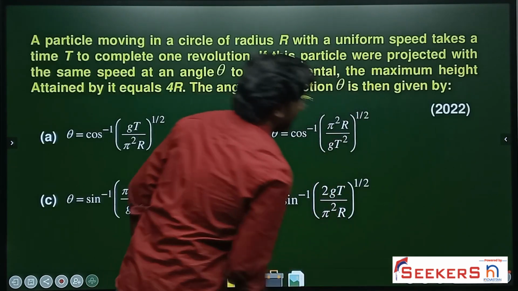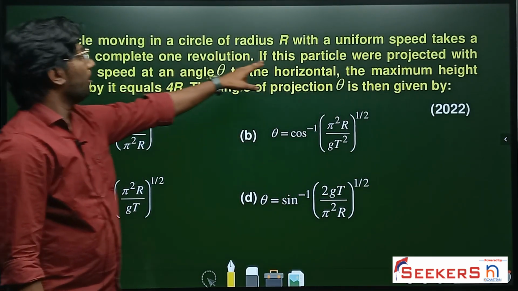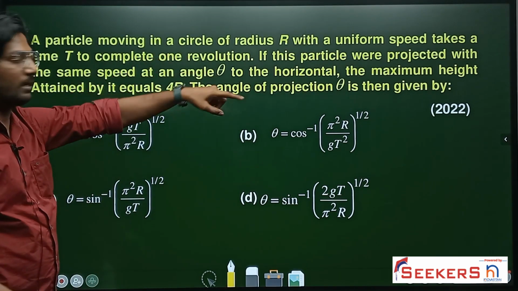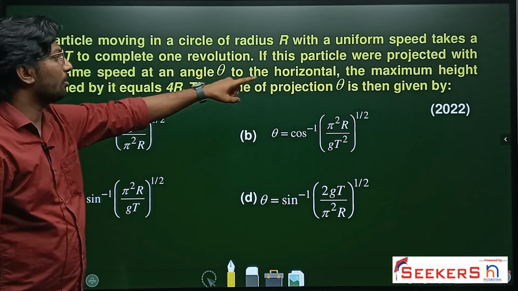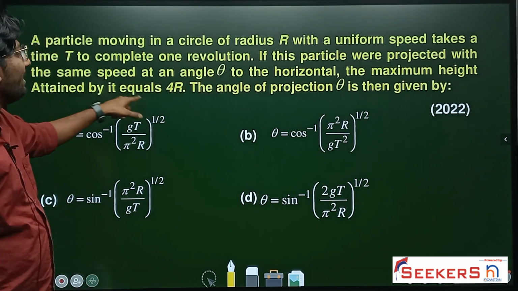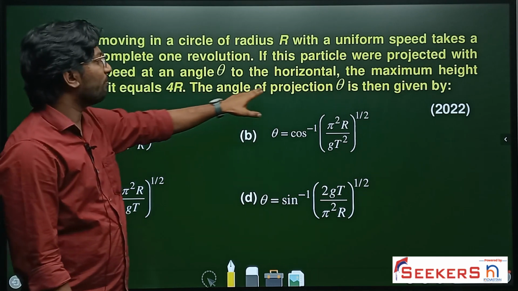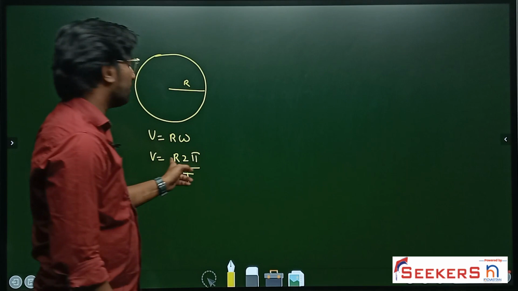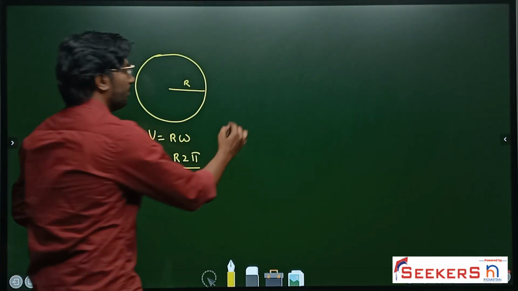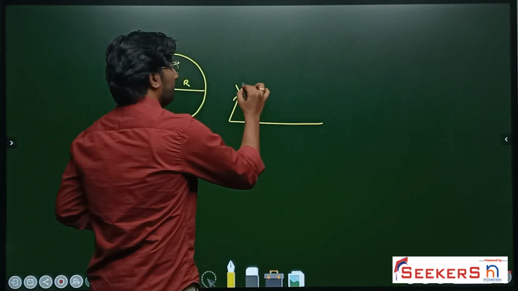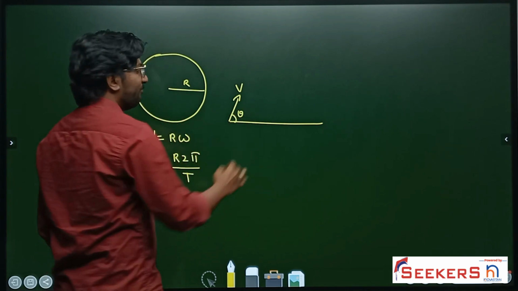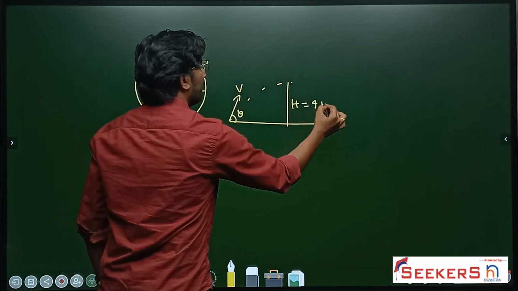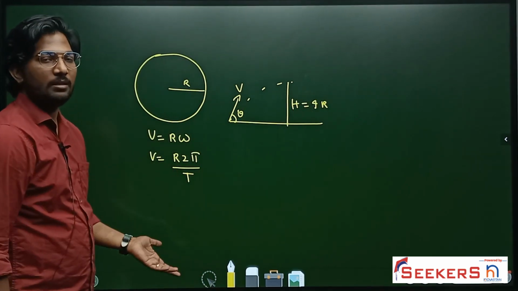Let's go back to the question once. In the question they are saying, if this particle was projected with the same speed, which speed? The speed which we have calculated now, at an angle theta to the horizontal, the maximum height attained by it equals 4r. The angle of projection theta is given by? So if this is the initial projection velocity in the projectile motion, that means the object is now fired with this velocity at an angle theta. Therefore, it will attain some maximum height, and this maximum height they are saying is 4r. How much shall be the angle value?